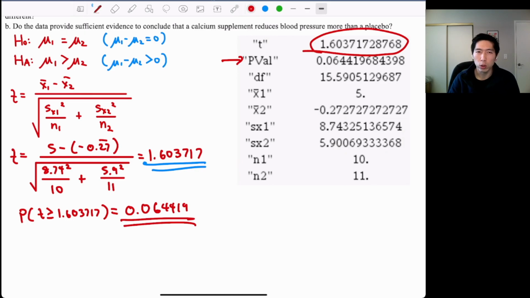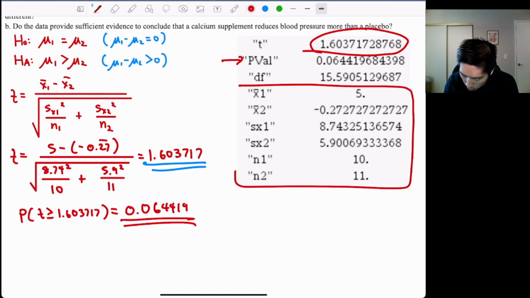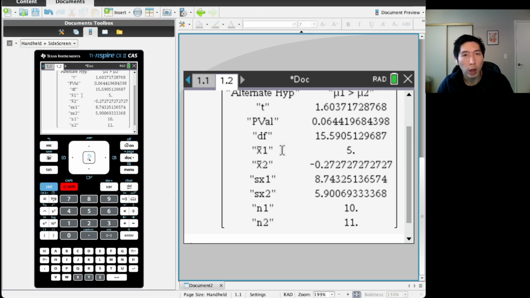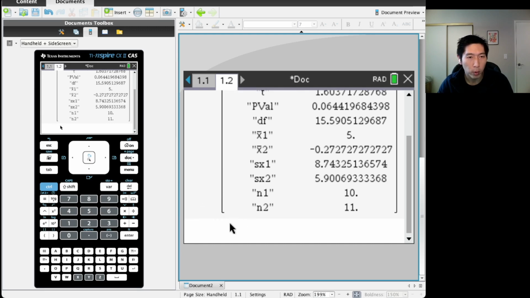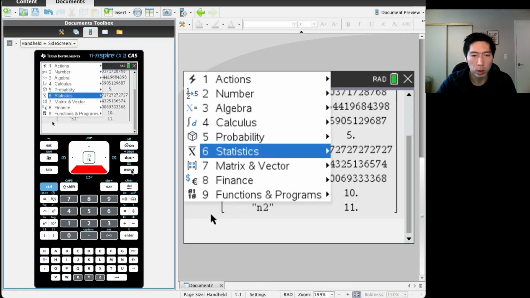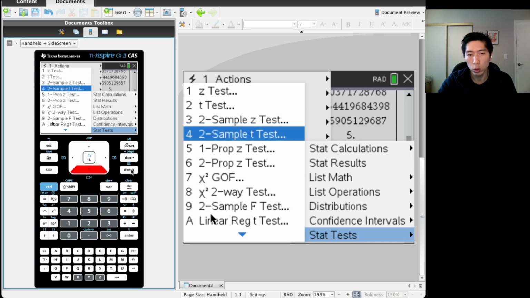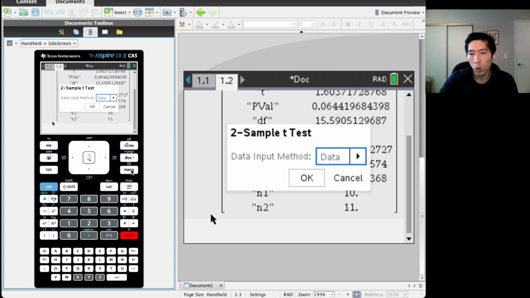Let's take a quick moment to do this using the stats feature on the calculator as well. You're going to want to remember all of these values right here because typically I'm going to have to feed those values to you, or you're going to have to be getting those values from somewhere at some point. So coming back to our calculator app, you hit the menu button. We're going to go down to Statistics. We're going to go to Stat Test. We're going to go to 2-sample t-test again.